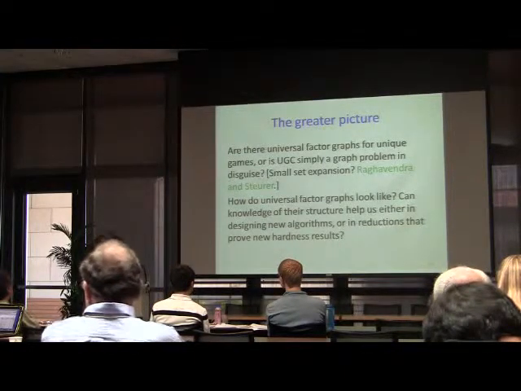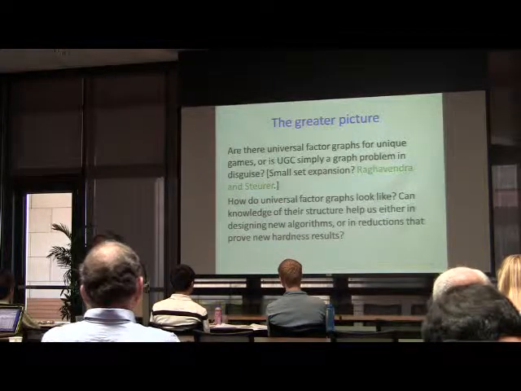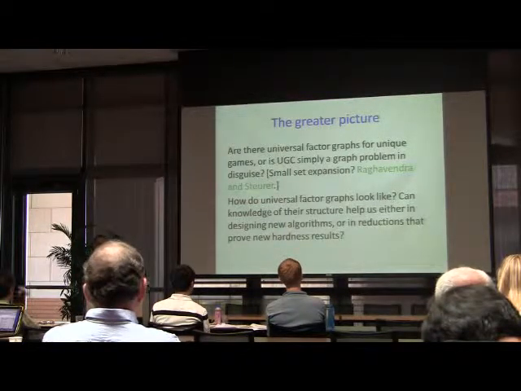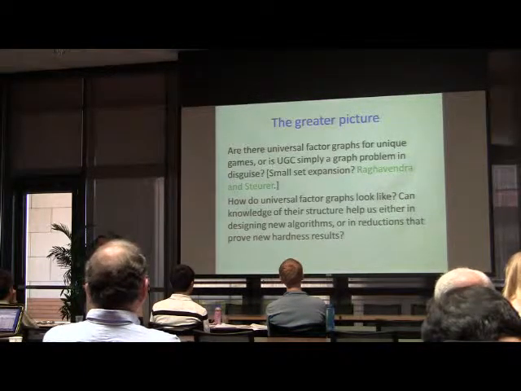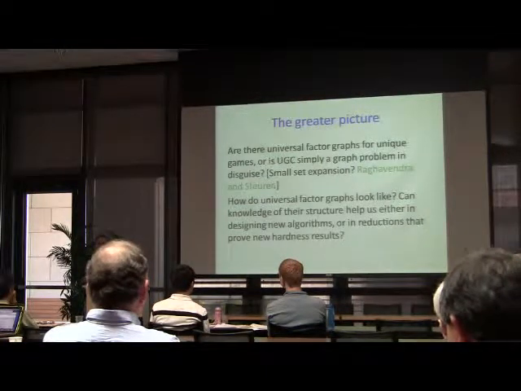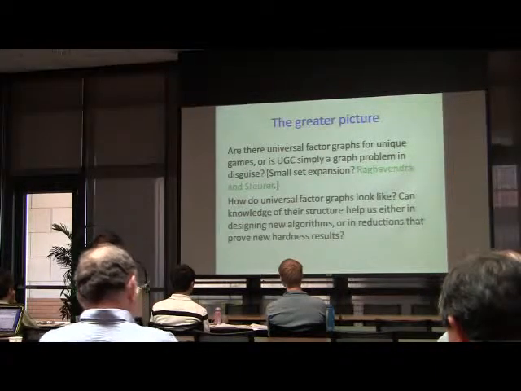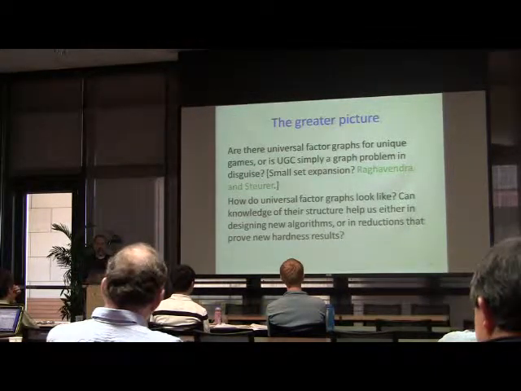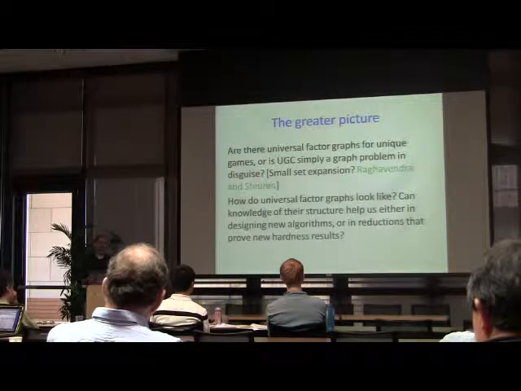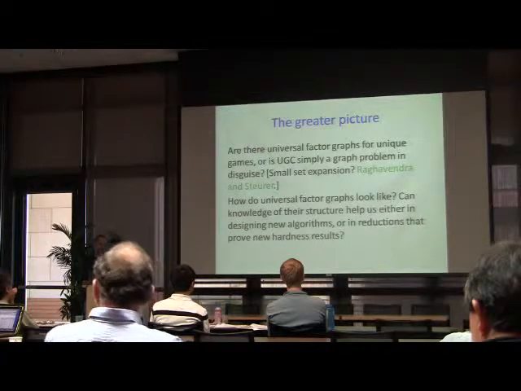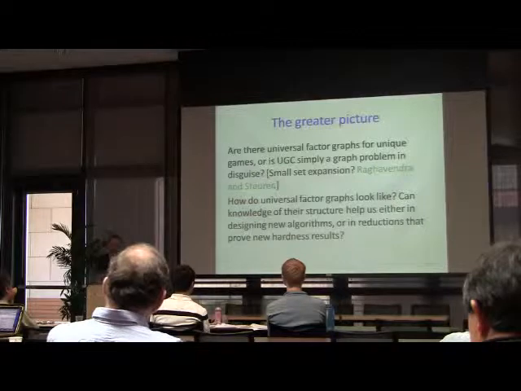But we know that every constraint satisfaction problem can be reduced to a graph problem. That's not the question. It's not the same question. Like all NP-complete problems are equivalent. But this does suggest that maybe the unique games conjecture is not so much about polarities and things like that, but could be just about the graph structure. And the other question, which I think would be the most interesting one, is how do universal factor graphs look like? And can the knowledge of their structure help us in understanding NP hardness in general, or NP easiness? That would be even better.